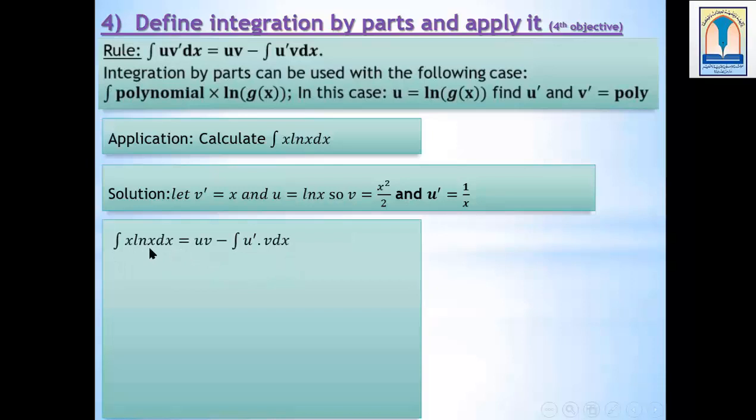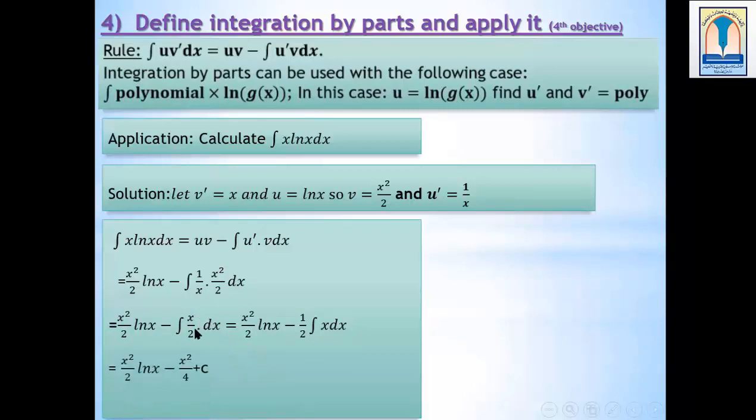Then the integral of x ln x dx equals u times v, x squared over 2 times ln x, minus the integral of u prime times v, which is the integral of 1 over x times x squared over 2. Simplify x squared by x, we get x over 2. And the integral of x is x squared over 2, times 2, we get x squared over 4 plus constant c. Try to solve the integral of ln x dx the same way.